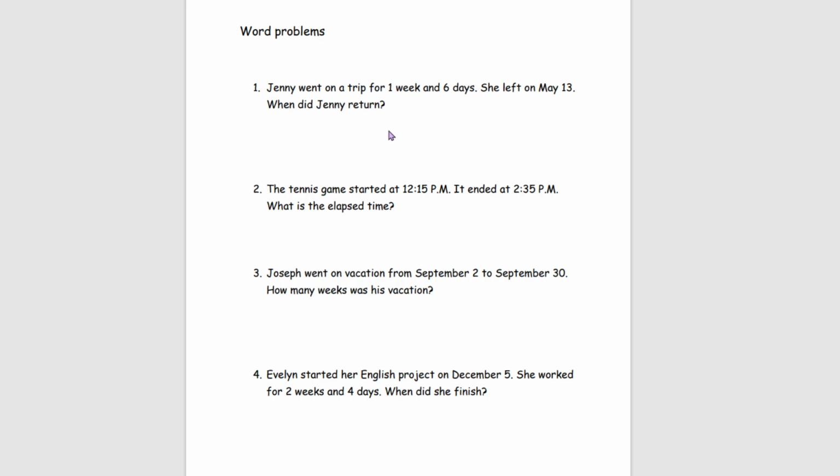So the easiest way we can go about solving this first problem is converting the weeks and days into all just days. So we know that 1 week is 7 days, and then 7 plus 6 is equal to 13. And since she left on May 13th, all we have to do is just add 13 to 13, and that gets us 26. So we know that she returned on May 26th.